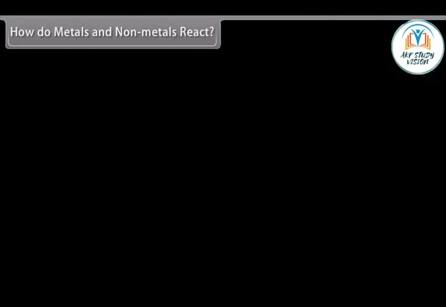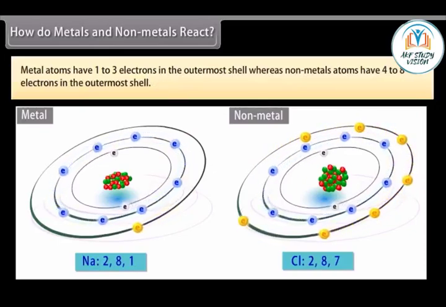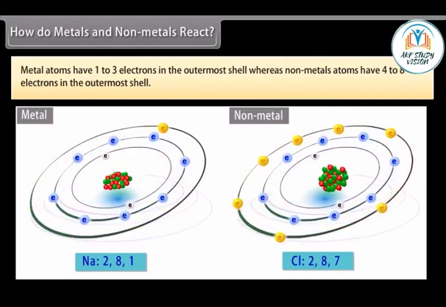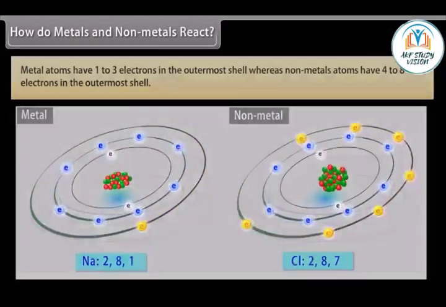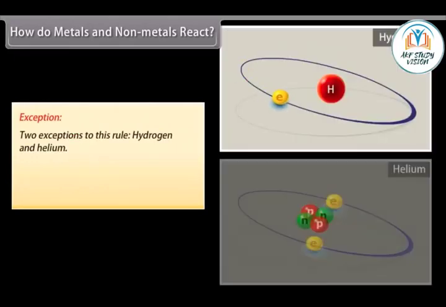How do metals and nonmetals react? Metal atoms have 1 to 3 electrons in the outermost shell, whereas nonmetal atoms have 4 to 8 electrons in the outermost shell. Exception. 2 exceptions to this rule: hydrogen and helium.